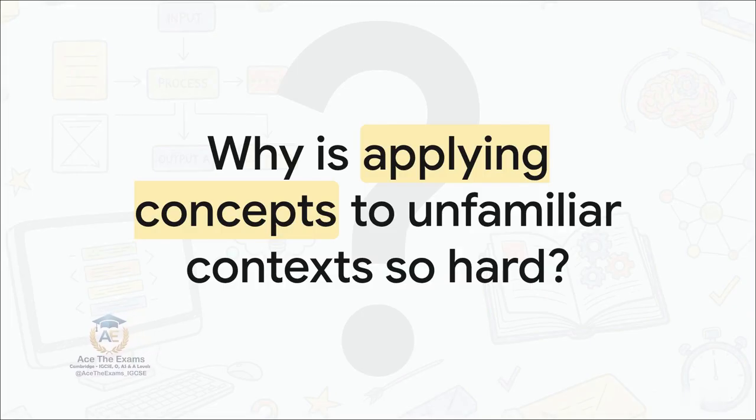Because the difference between an average grade, like a B, and that coveted A star comes down to this single, crucial challenge. It's the hurdle of taking a rigid theoretical structure, whether it's a last-in first-out stack or a first-in first-out queue, and seamlessly adapting it to a completely new, unfamiliar, and frankly weird context that Cambridge throws at you on exam day. Examiners know this is the ultimate test of true understanding.